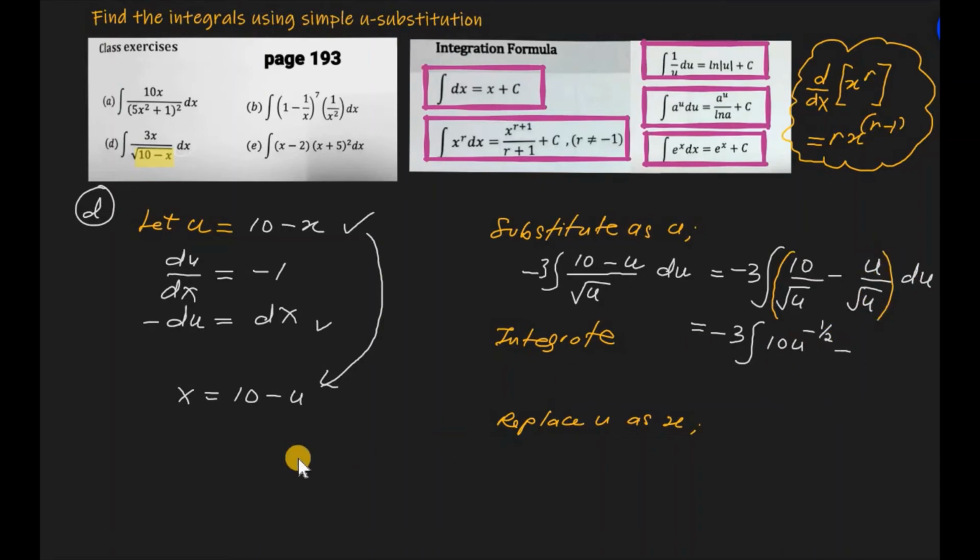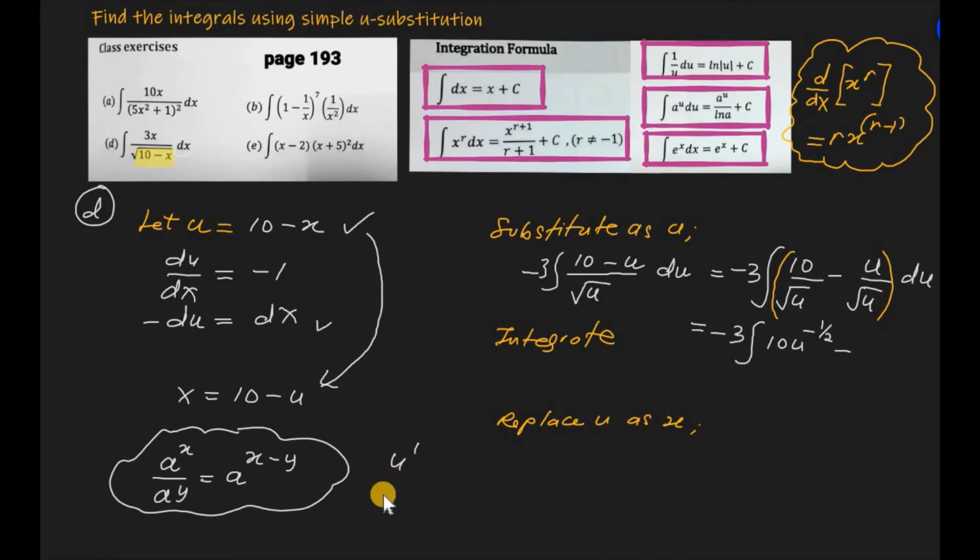And over here, how to simplify? Whenever you have, as in algebra, a power x over a power y, the indices we have to deduct. So in this case, we have u power 1 over u power half, being the square root. So hence we get u power 1 minus half, which is power half. Okay, so we simplify first before we integrate. So we are not integrating yet, and we are to integrate term by term.